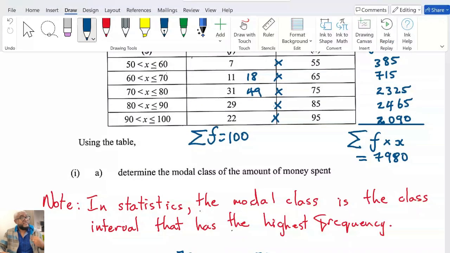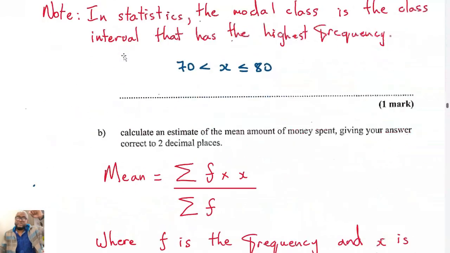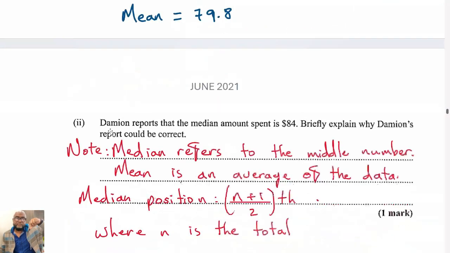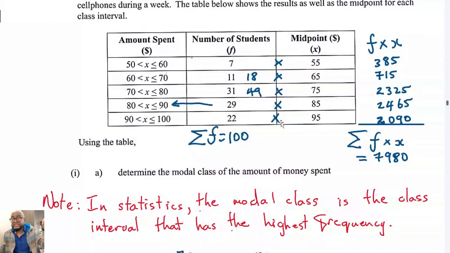So basically, in which interval would that child be? That child is in this interval, because the next 29 students are getting between 80 and 90. So is Damien correct to say that the median amount spent is probably $84? Because that child is getting between 80 and 90, some number in between there. So is he correct to say that?